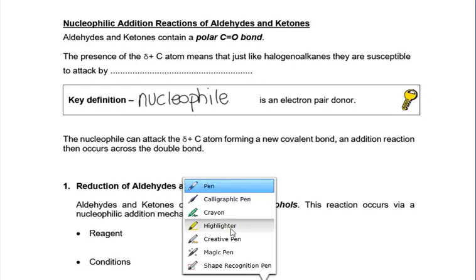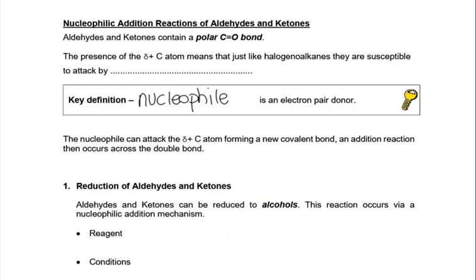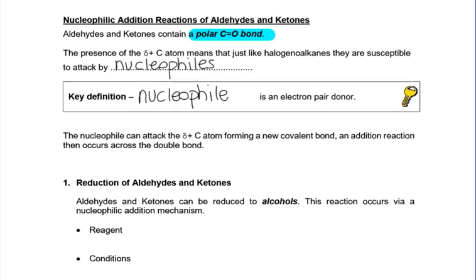Well, we know that oxygen is more electronegative than carbon, and so we have a polar bond. And the presence of that delta plus carbon means that the aldehydes and ketones are susceptible to attack by nucleophiles. The nucleophile attacks the delta plus carbon and forms a new covalent bond. And addition then happens across that double bond. So you're adding things to the C and to the O, and you're getting an addition reaction.